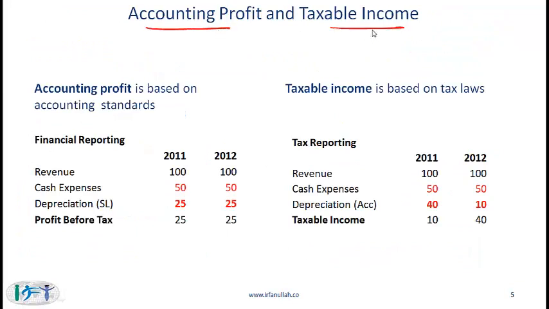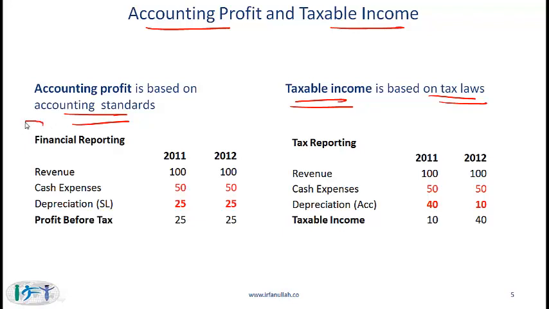Accounting profit and taxable income. I have already alluded to these concepts, but the purpose of this slide is to make sure that you understand the difference between the two. Accounting profit is based on accounting standards. Taxable income is based on tax laws.